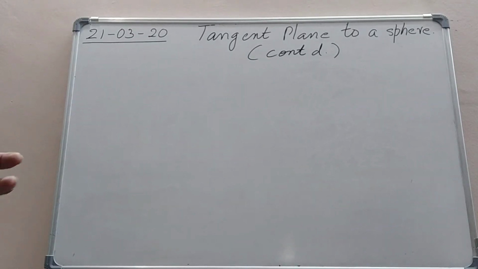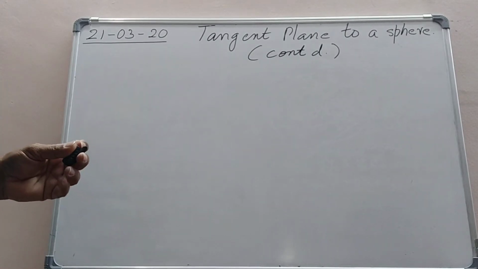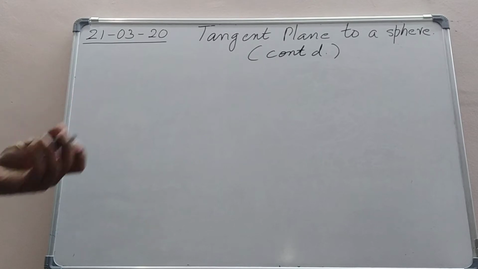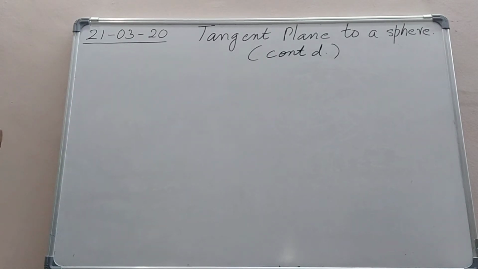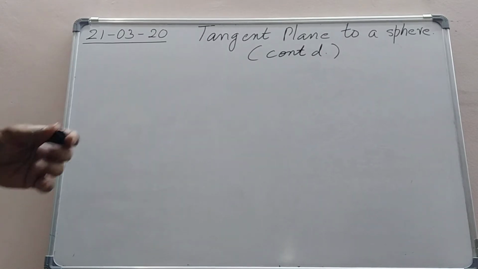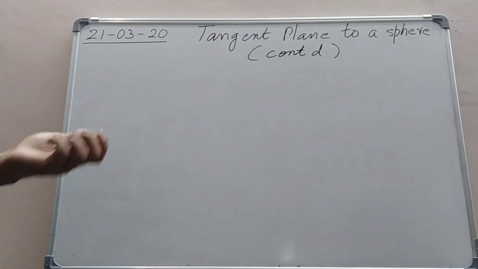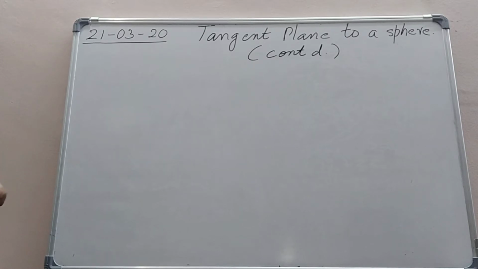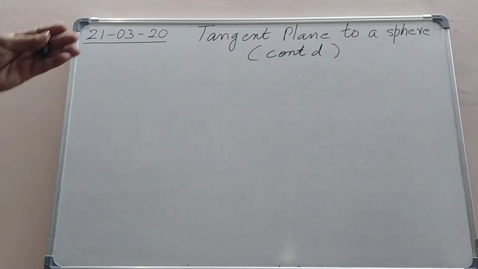In the last video, I had discussed the method of obtaining the tangent plane to a sphere. This is in continuation of that. The video had suddenly broken off, so the last bit which I had wanted to do was left out. So I will quickly revise the calculations which I had done last time and then continue from there to complete this part.